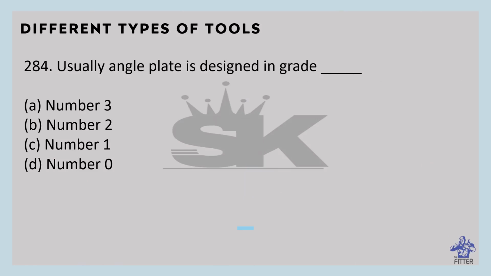Usually an angle plate is designed in grade number 2. They are available in two grades, grade 1 and grade 11, in different sizes to meet a wide range of requirements. GMT box angle plates are made of close grain cast iron to IS 210 grade 20 and hardness is guaranteed to be above 180 BHN. The grade 2 angle plates are used for general machine shop works.